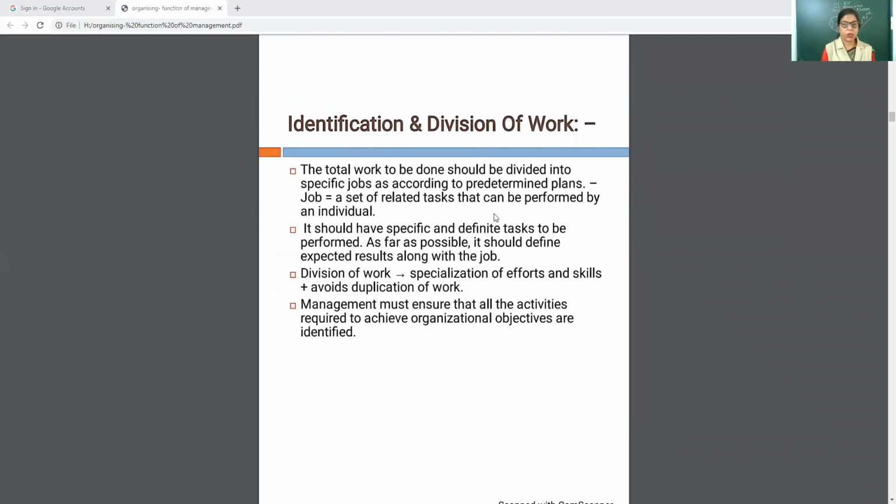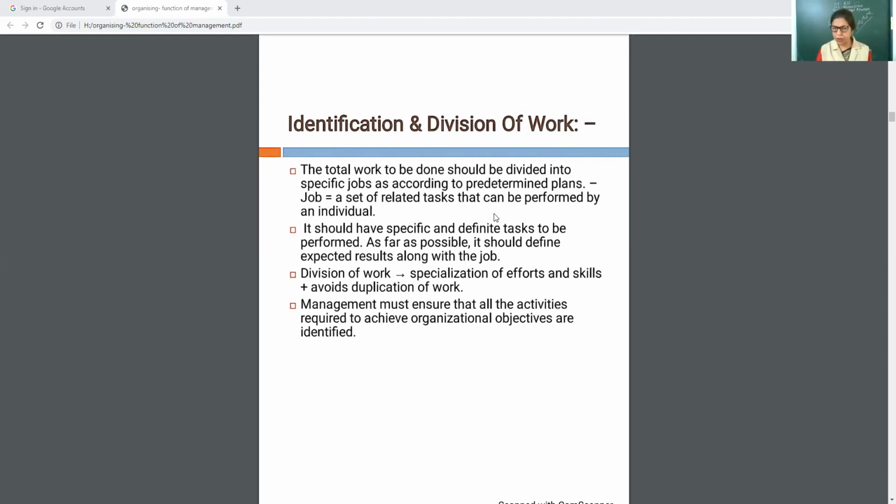Identification and division of work means in the organization, the total work, all the activities, should be divided into specific jobs according to the pre-planned way. The job means the related task should be performed by the individual. What work will be performed? It should have a specific and definite task to be performed. Specific and definite means everyone should be assigned according to the tasks. Tasks should be specific and definite. That should not be confused.